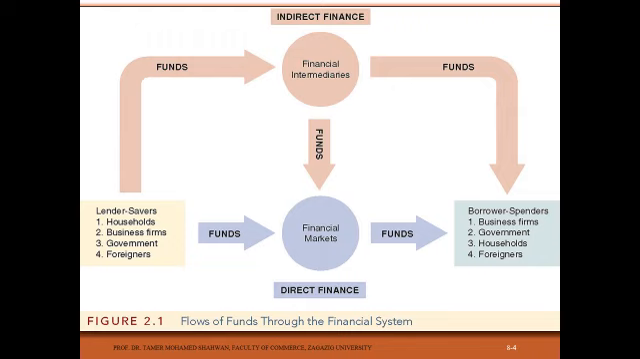The second mechanism for transferring the fund is what we call indirect finance, where the surplus of fund can be indirectly transferred from those who have a surplus fund to those who are facing shortage of fund through the financial intermediaries, such as commercial banks, investment banks, insurance company, mutual funds, and so on.